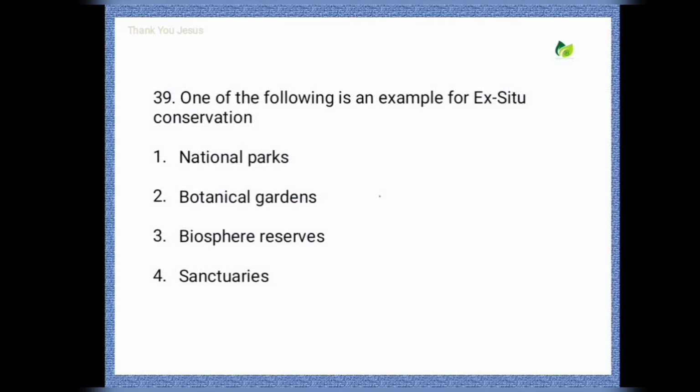Next question. One of the following is an example for Ex-Situ conservation. Options are national parks, botanical gardens, biosphere reserves, sanctuaries. Correct answer is botanical gardens.